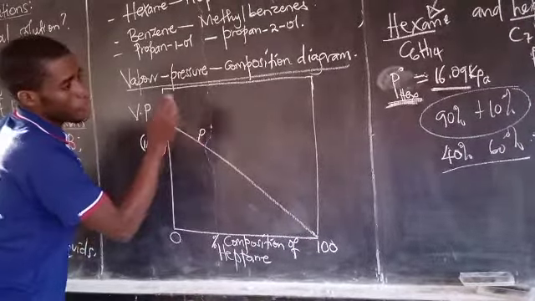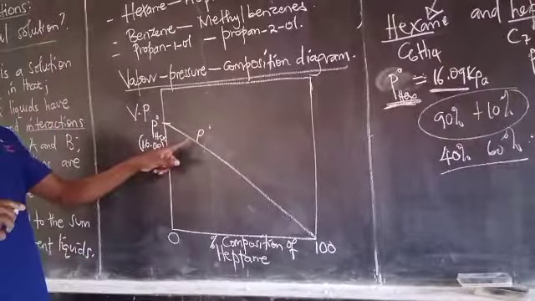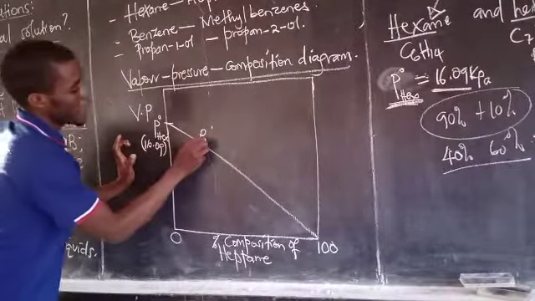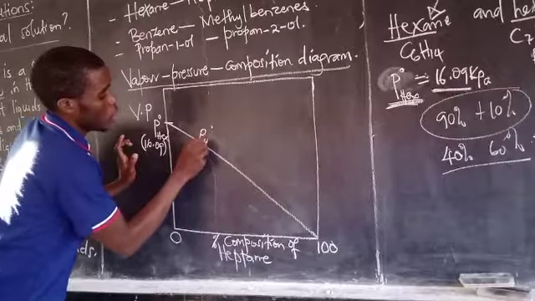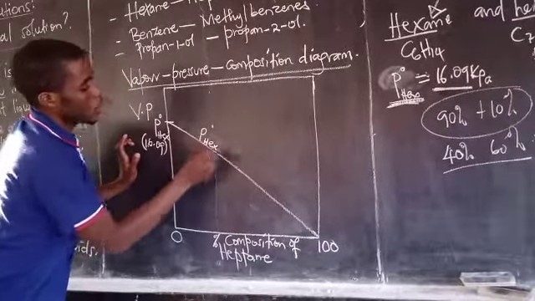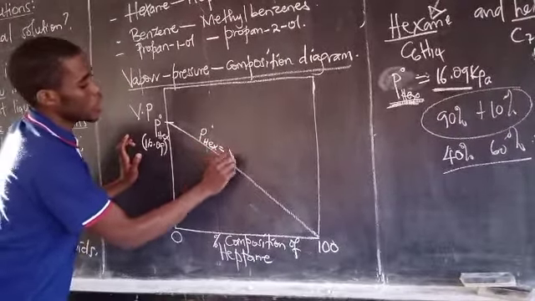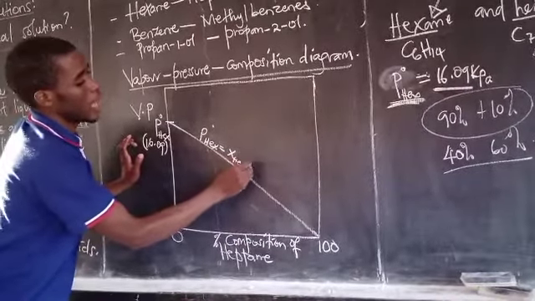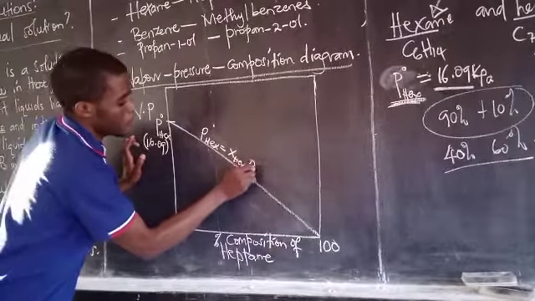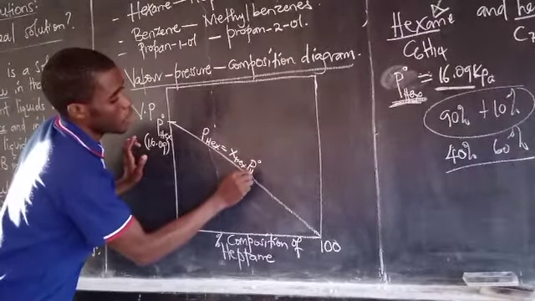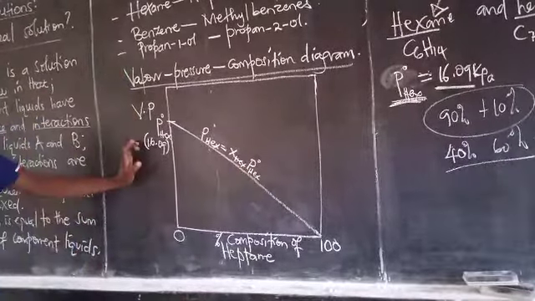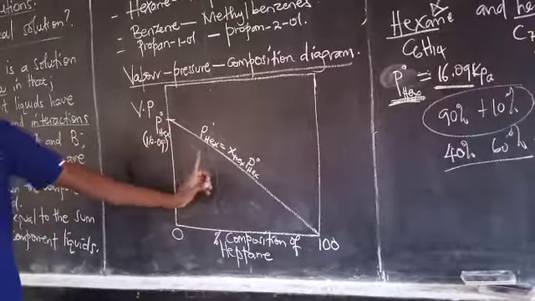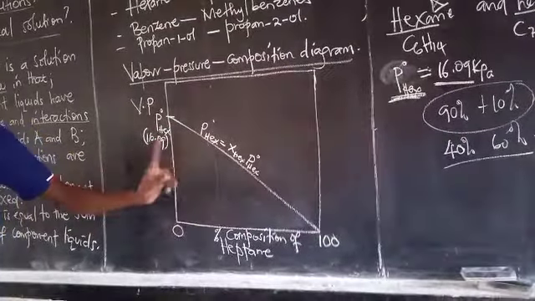So this will be now the content of the hexane in vapor, the partial pressure of hexane, which we said is always equal to the mole fraction of hexane times the vapor pressure of pure hexane. This is how the partial vapor pressure of hexane will keep reducing.